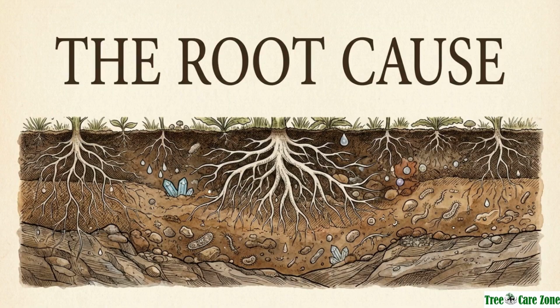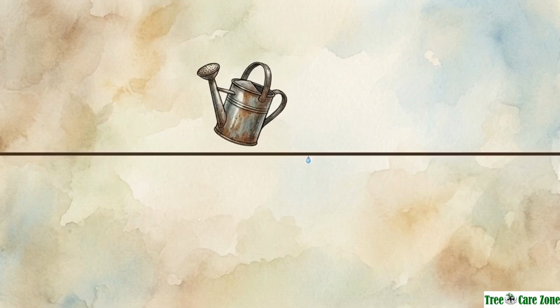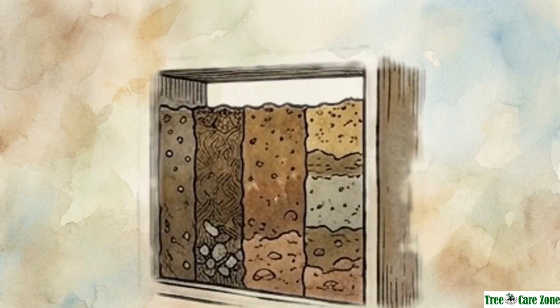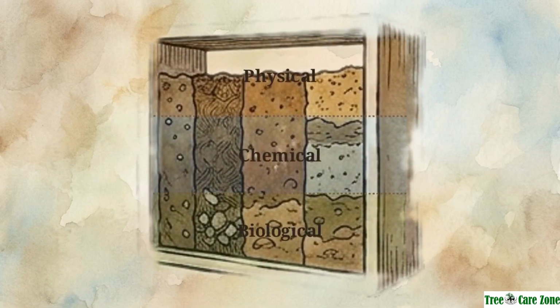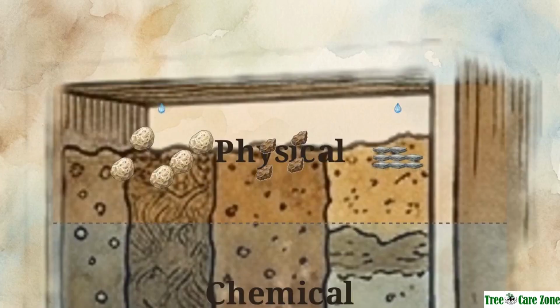We have identified 10 specific soil problems that quietly sabotage growth. Solving them requires a systematic diagnosis of the environment below the ground. Guessing with surface-level treatments alone rarely works. Success requires analyzing the dirt layer by layer, beginning with its physical structure.